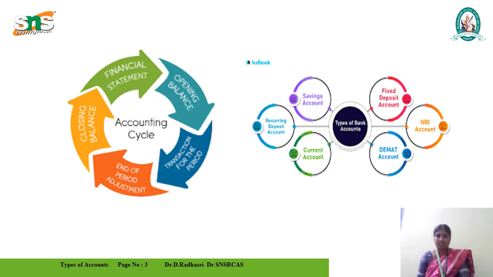In the accounting cycle, the financial statement, opening balance and transfer of the period, period adjustment and closing of the balance take place. The types of bank accounts, fixed deposit, demat, savings, current and recurring deposit account, should be handled in that way. The types of accounts should be handled properly, giving the balance sheet also, and we can justify and clarify before closing the accounts in the financial year, using the bank statement or mini statement, or the total amount including the one year process.